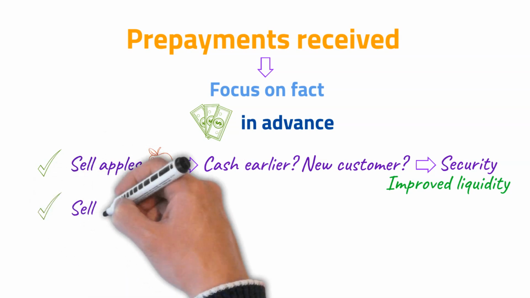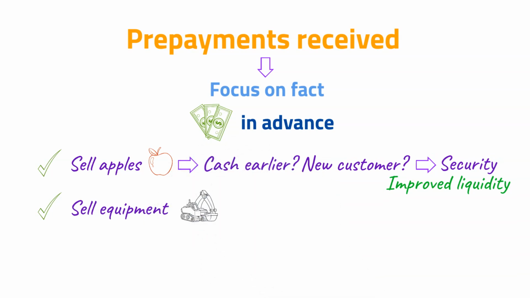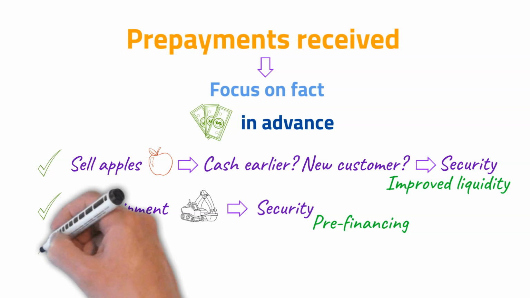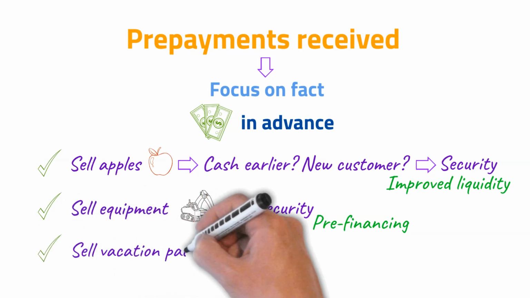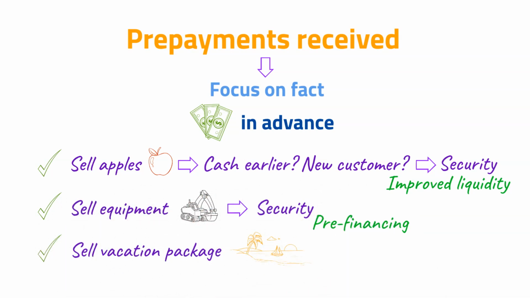Similar situation, we are selling some equipment and ask our customer to make a 30% prepayment. Or for example, we book a holiday where the tour operator asks us for a partial down payment. They would record it as a prepayment received.